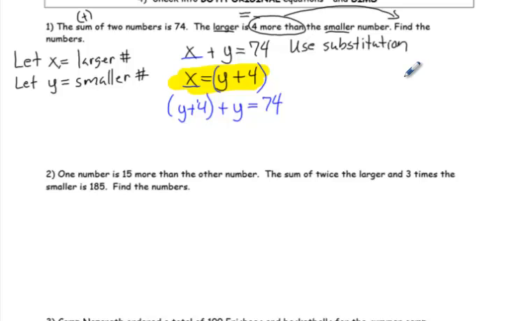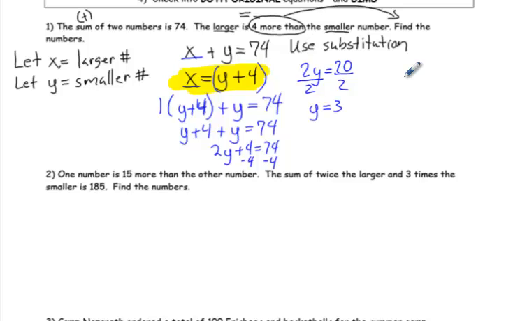Sometimes my y's and 4's look alike, so I got to be careful. Now, I want to remove the grouping symbols. In this case, there's only a 1 in front of it, so it's not going to change the value. y plus 4 plus y equals 74. I'm going to combine like terms. 2y plus 4 equals 74. We're going to subtract 4. 2y equals 70. And I'm going to divide by 2. And y equals 30. Now, I've found what the smaller number was, but let's find the larger.